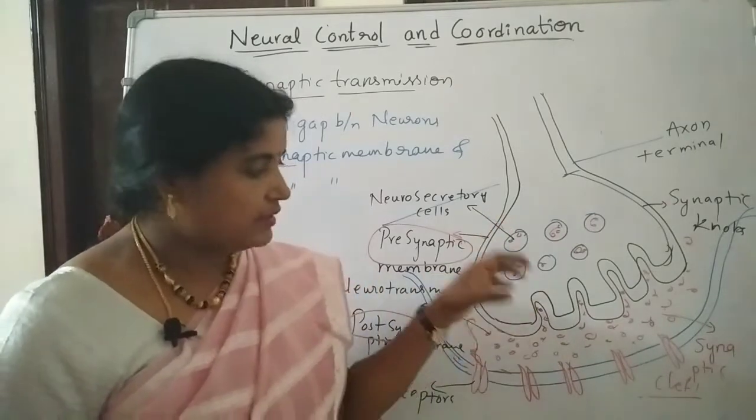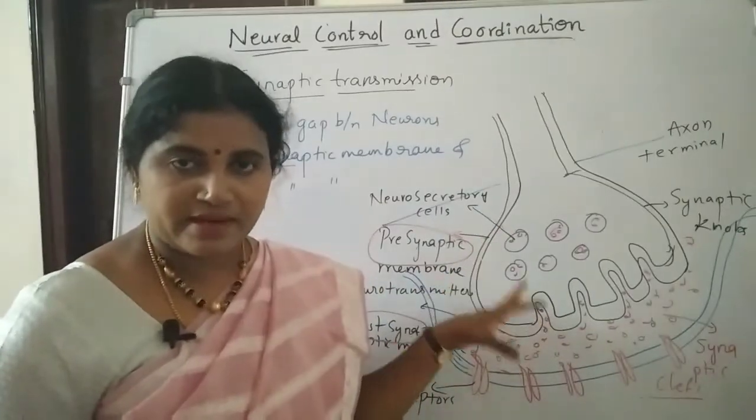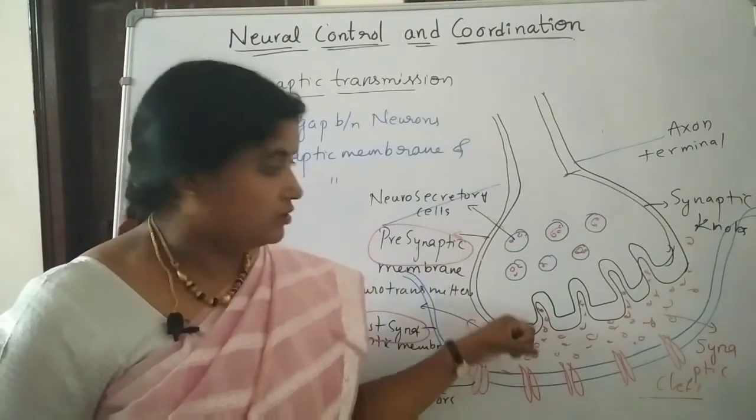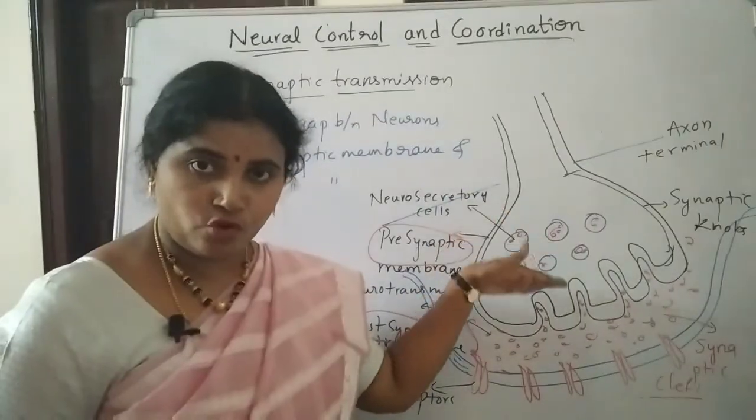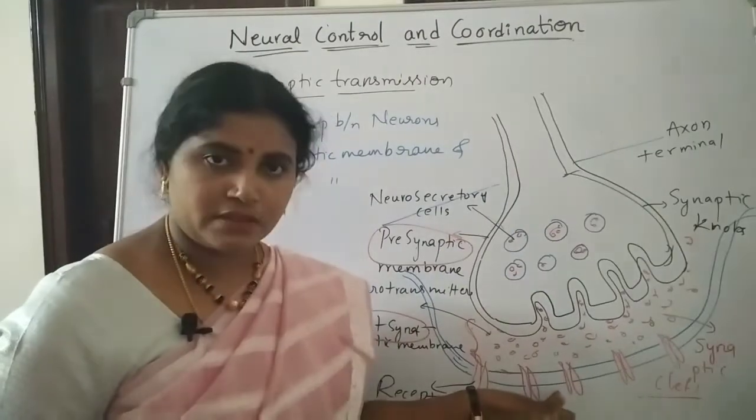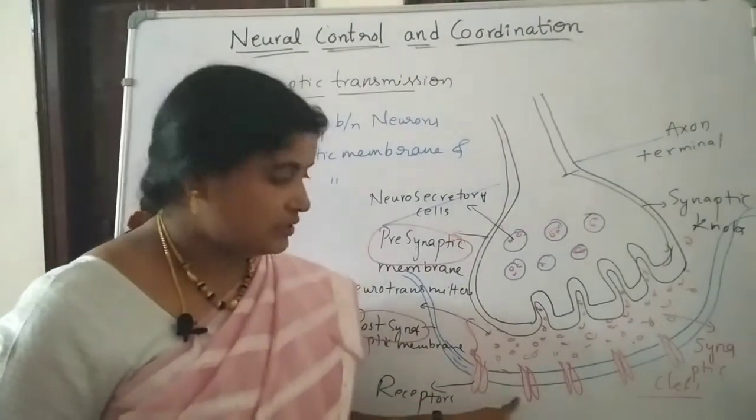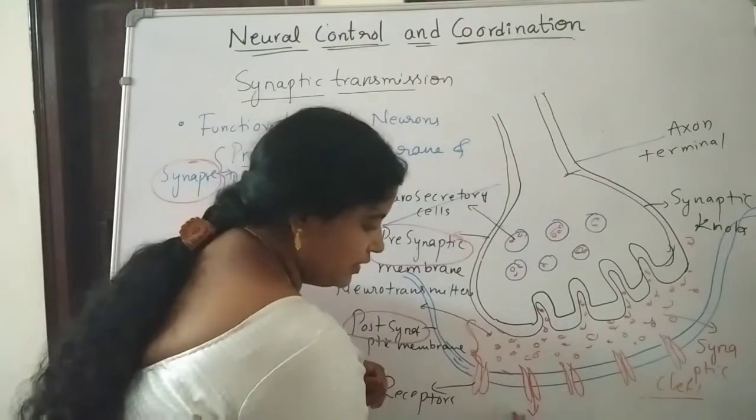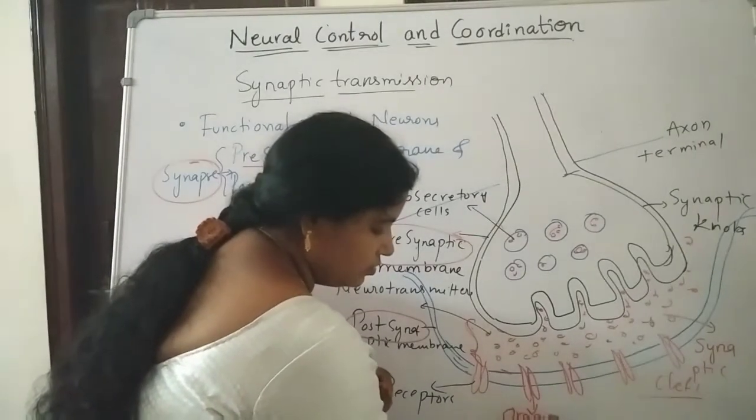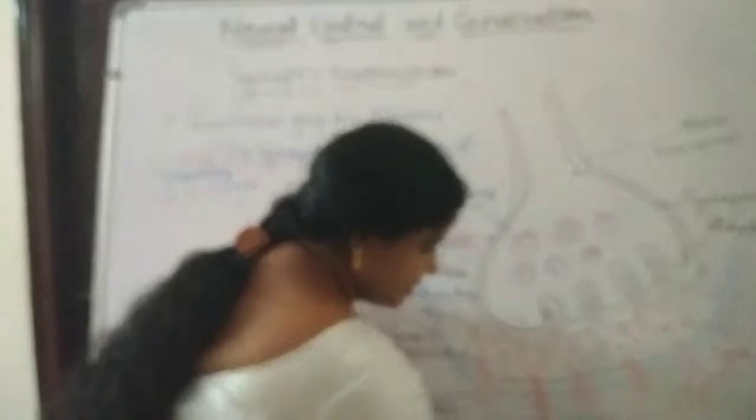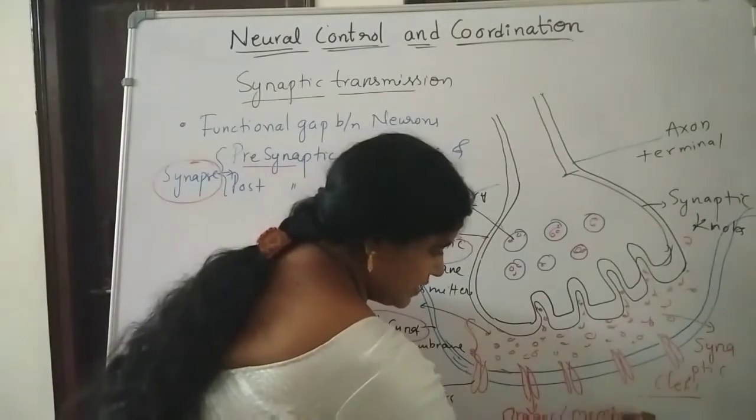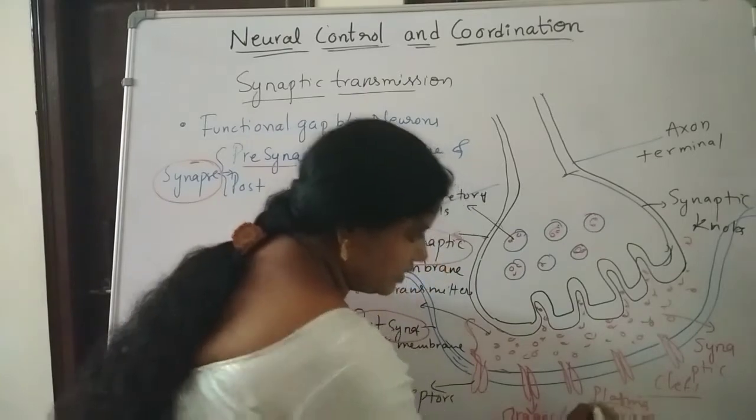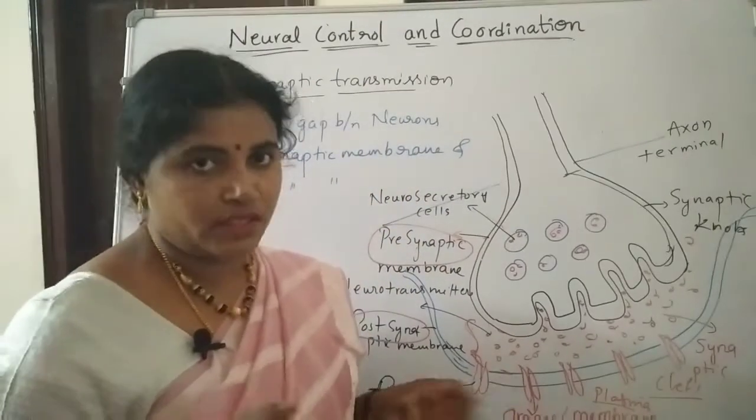Okay, so this cleft is responsible for transmission of the neurotransmitters from the presynaptic nerve to the postsynaptic nerve membrane through the receptors. Through the receptor it enters into the organs or the plasma membrane of another cell, with the help of the receptors.